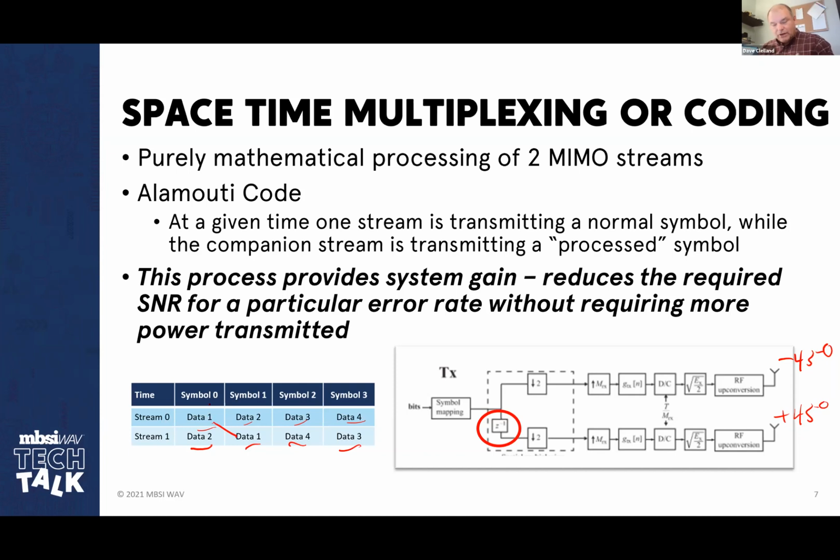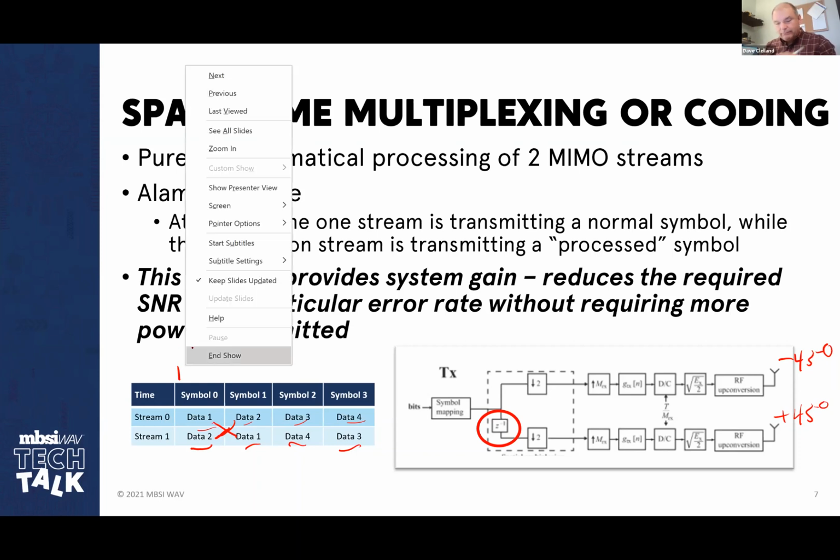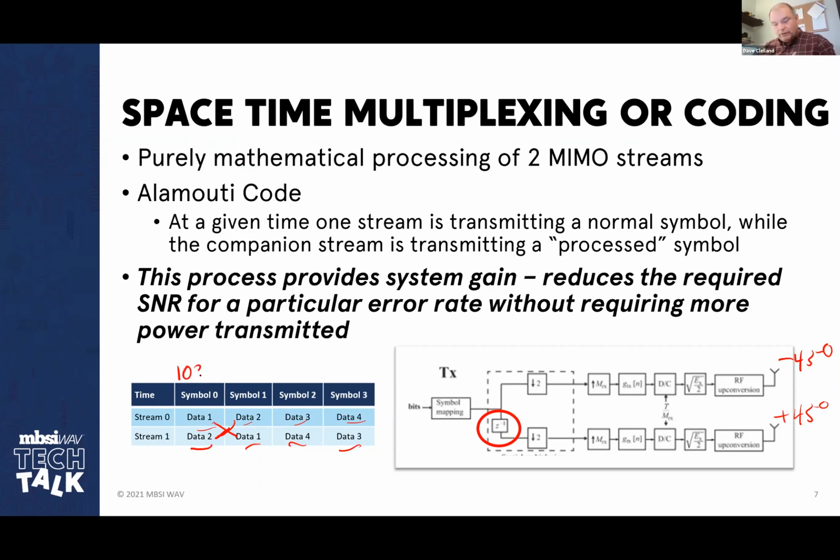I am not transmitting the same symbol at the same time, but I'm delaying them by whatever the symbol time is. For example, in LTE, this would be 103 microseconds, right? Every 103 microseconds, I'm transmitting a different symbol. So in my stream 0 and stream 1, I'm transmitting the same symbol in a different stream at a different time. And so this is called space-time coding, this whole process.